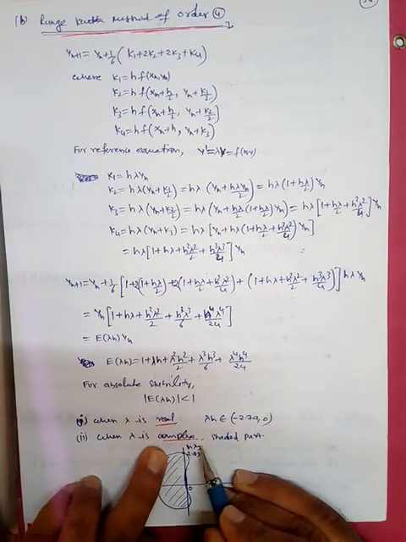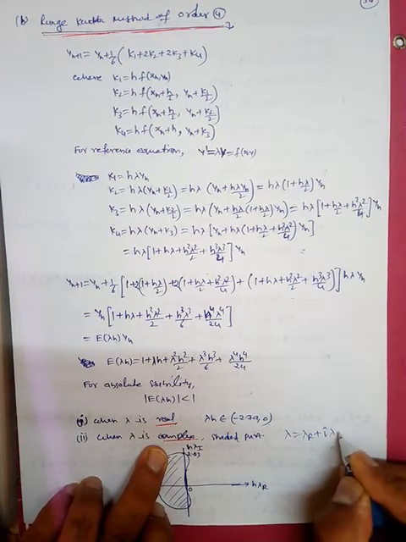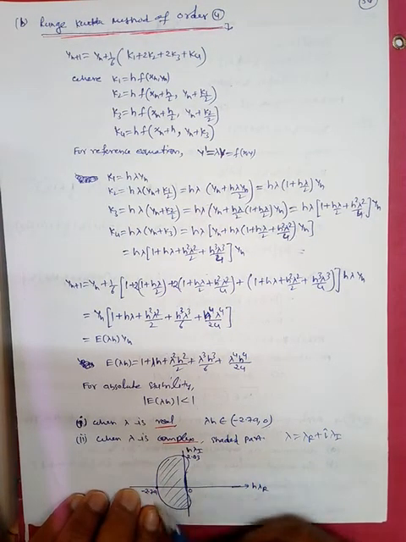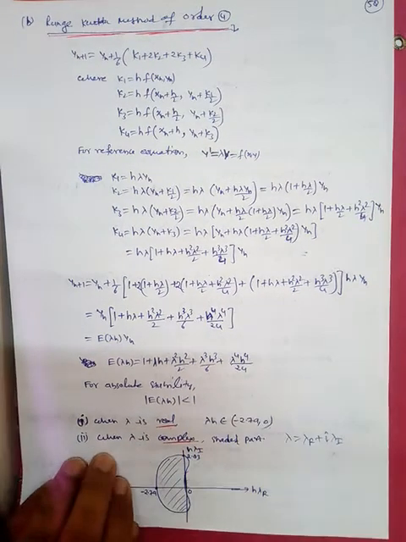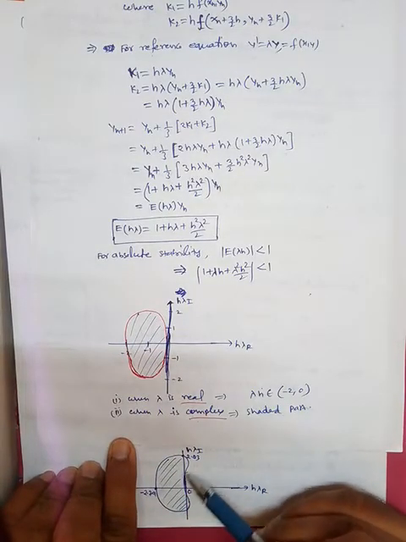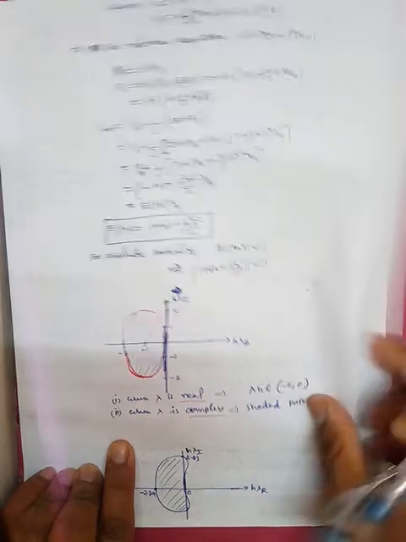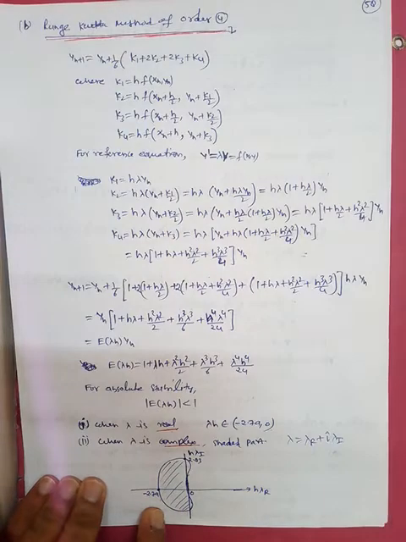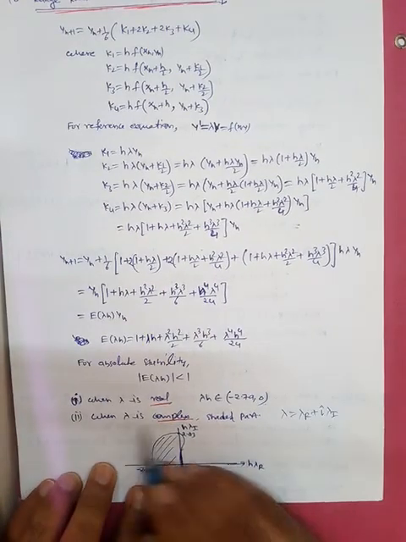Now when lambda is complex, that means lambda is lambda r plus i lambda i. When we take this as the complex part, then we will get this shaded part. This is a little bit different from the previous one. In the previous one we were having this type of shaded area. However, here you will see that we are having this type of area. This is a little bit different. Here we have minus 2, here we have minus 2.79. So this will be the shaded part, which is basically the area when lambda is complex.